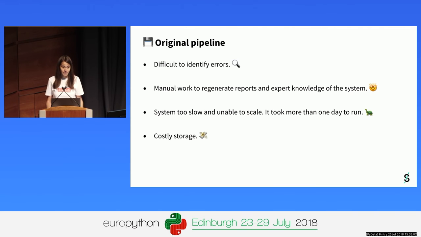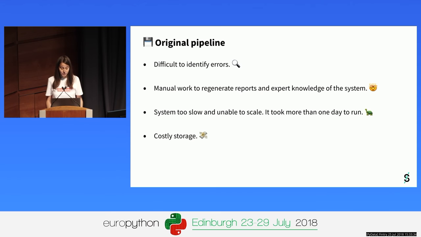The main problem of the pipeline was that it was a collection of scripts without any formal dependency definition between them, and this was creating two issues. First, it was difficult to identify errors, and secondly, even if you managed to identify where the error was coming from, it was difficult to know which steps of the pipeline need to be rerun in order to generate again the accounting reports.